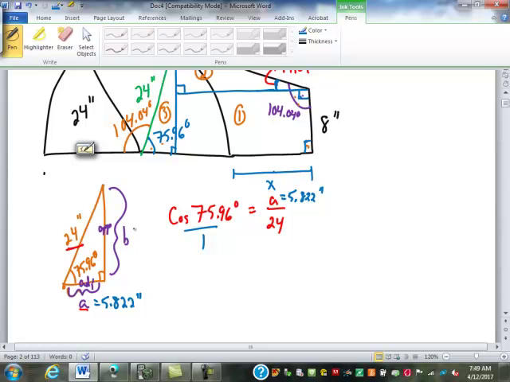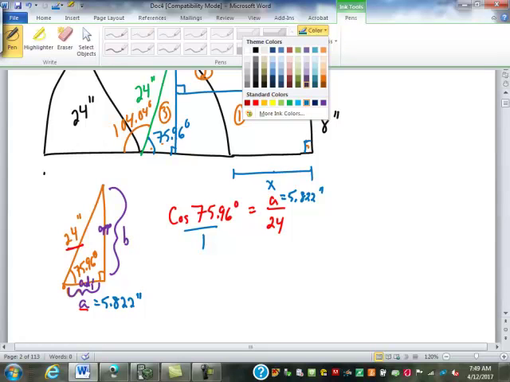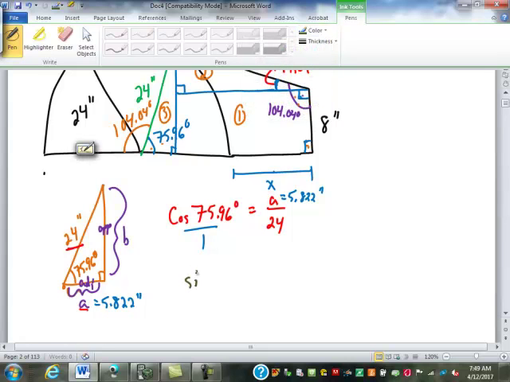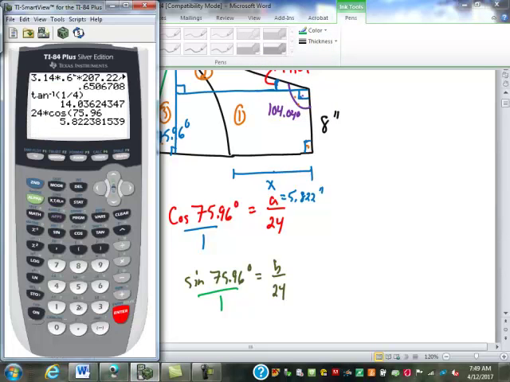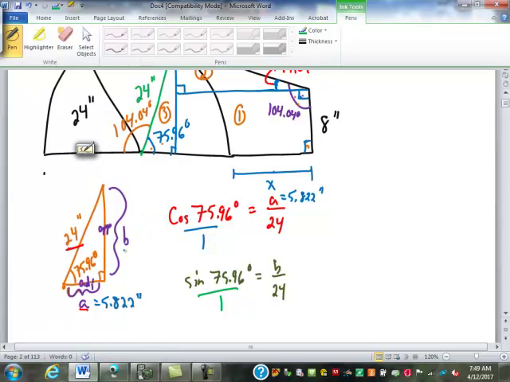B is the opposite side, so I'm going to use the sine of the 75.96 degrees equals B over my hypotenuse of 24. Put that over 1. I'm going to cross multiply and divide. So 24 times the sine of 75.96 divided by 1. 23.283.